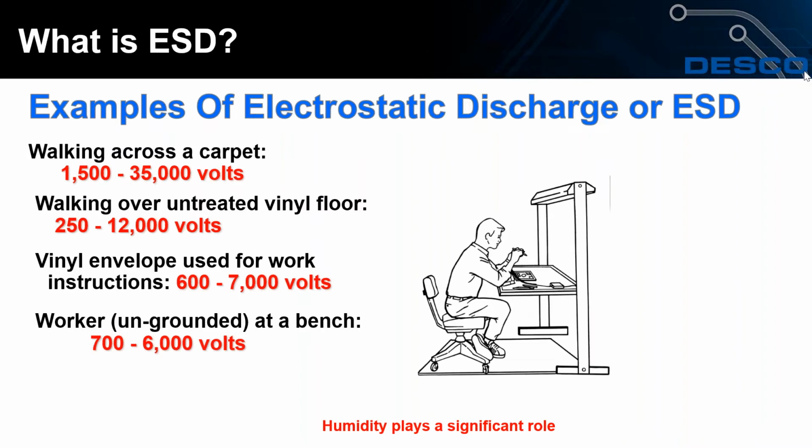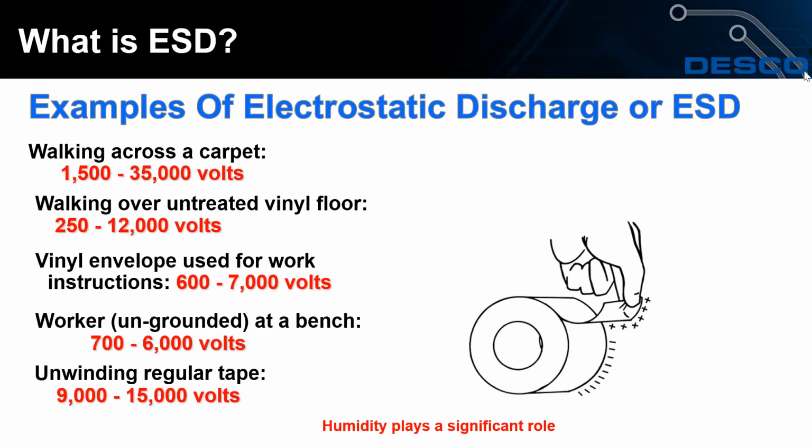You're working at your workstation, sliding back and forth in that chair, especially if it's a non-ESD chair on a regular floor. You can generate many thousands of volts just doing your job. Unwinding regular tape: I've already used this example, but tape is a perfect triboelectric charging mechanism, like a Van de Graaff generator. I have two pieces of plastic and I tear that piece of tape off the roll really quickly, and speed contributes to charge generation.